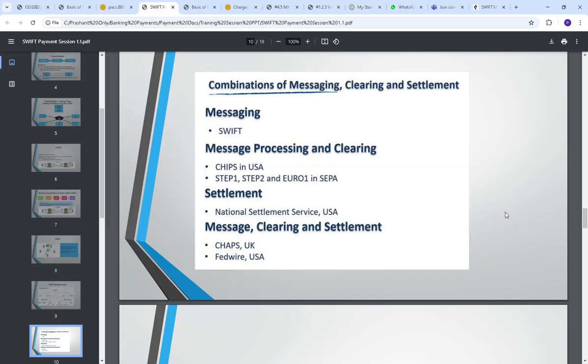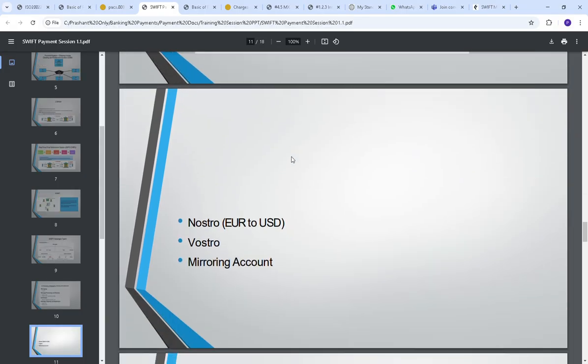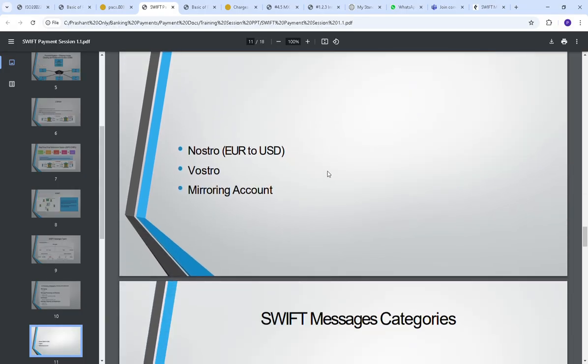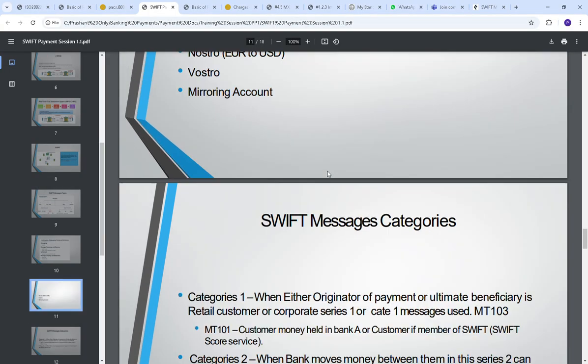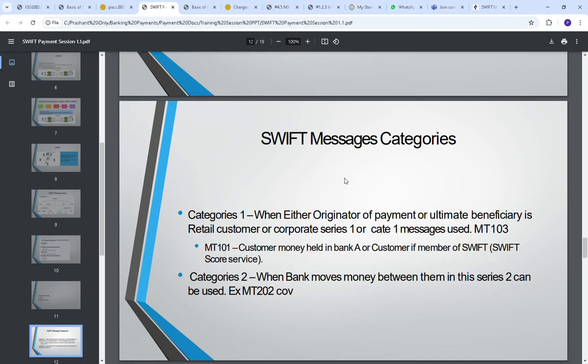Now, in the combination of message, clearing and settlement, messaging is SWIFT, and message processing and clearing is CHIPS in the USA. The example we saw earlier is mentioned particularly for the USA. So CHAPS in the UK and Fedwire in the USA are the clearing and settlement. We have already covered this on a different slide that day. Nostro and mirroring account we also discussed on a different slide.